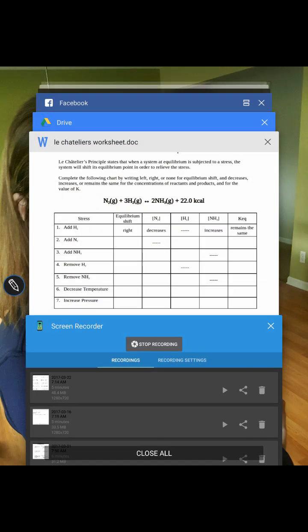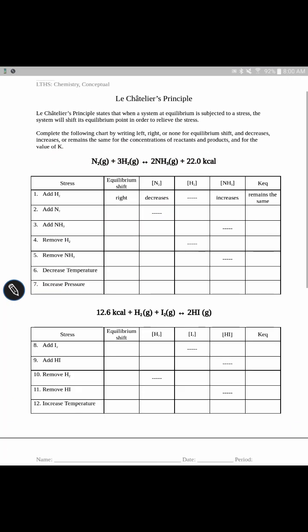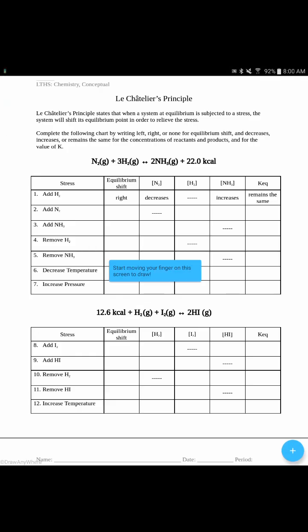All right, we are going to talk about Le Chatelier's principle. So, Le Chatelier's principle is all about reducing stress on the system. So, here is the system. Okay, we have an exothermic reaction.